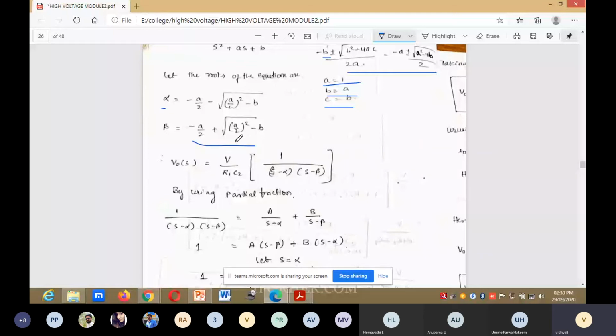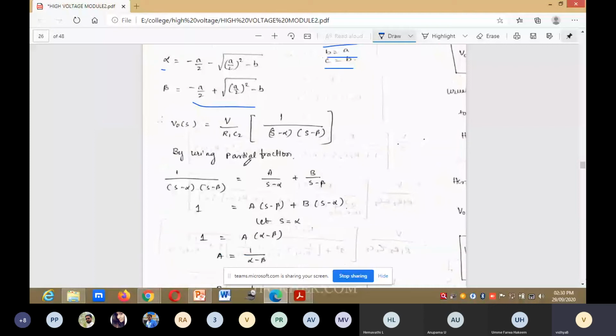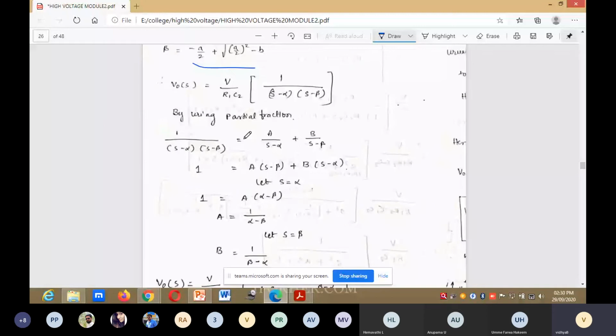V naught of S is equal to V divided by R1 C2 times 1 divided by (S minus alpha)(S minus beta). We got two roots, right? That's why S minus alpha, S minus beta. By using partial fractions, 1 divided by (S minus alpha)(S minus beta) is equal to A divided by S minus alpha plus B divided by S minus beta.